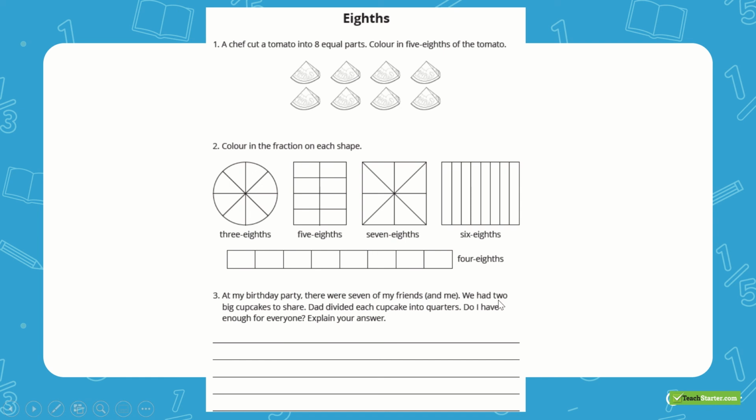And number 3, at my birthday party, there were 7 of my friends and me, so 8 people altogether. We had 2 big cupcakes to share. Dad divided each cupcake into quarters. Do I have enough for everyone? Explain your answer. So see if you can figure it out. You might need to draw a picture to figure it out. Okay? All right. Good luck with it all.